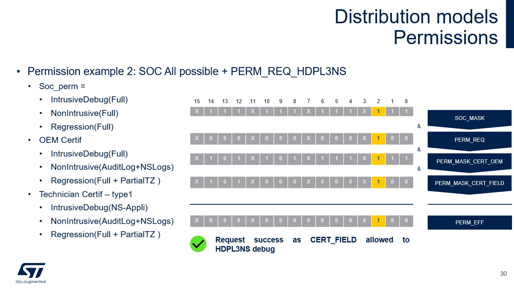In this scenario, the debug is requested for temporal isolation 3 non-secure, HDPL3NS. SOC mask doesn't provide restrictions. The resulting value of permf is bits 2 to 0 equals 4, HDPL3 enables opening of non-secure intrusive debug. Bits 6 to 4 equals 0, no HDPL enables opening of secure intrusive debug. Bits 14 and 12 equals 0, no regression is permitted. In this configuration, a debug request for non-secure application debugging succeeds without regression.